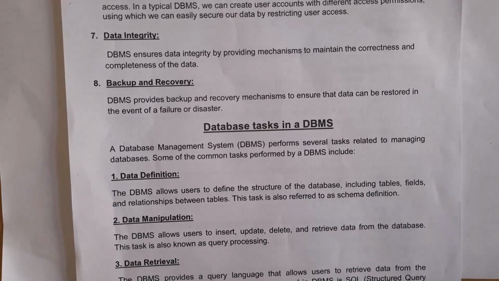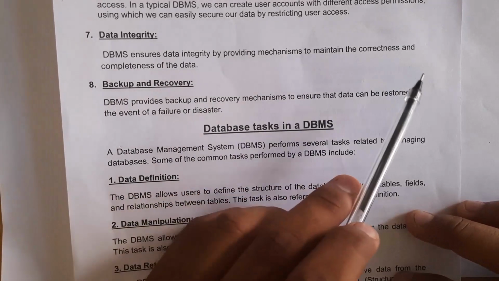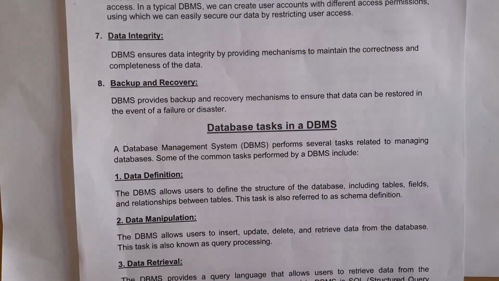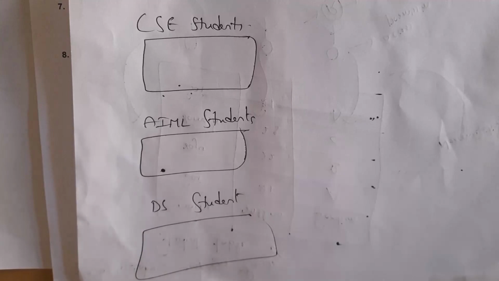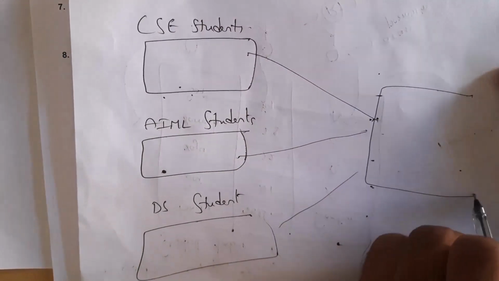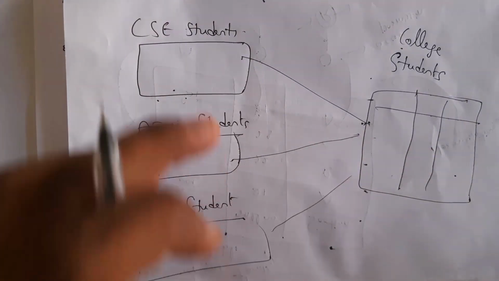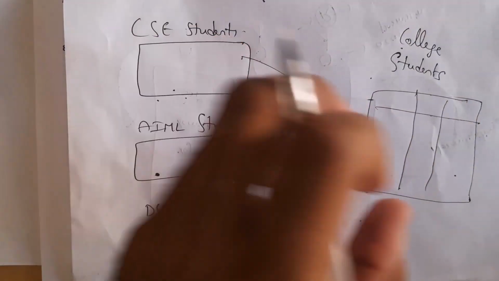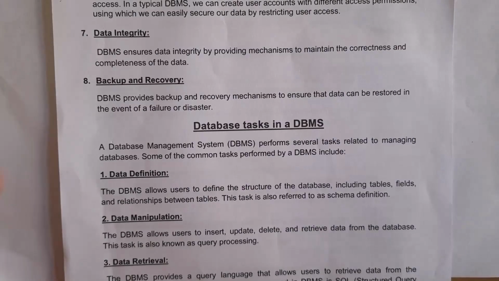Seventh feature is data integrity. DBMS ensures data integrity by providing mechanisms to maintain the correctness and completeness of data. Guys, the database management system will provide data integrity. For example, let us consider there are three tables. One table is the CSC students table, the next table is the AIML students table, and the next table is the DS students table. Now what I want to do is integrate, that is, I want to combine all these tables. Now I want to create a college students table by combining all these tables. So we can easily combine, that is, we can easily integrate data. Even if we integrate different tables, data will be correct. This is the meaning of data integrity.